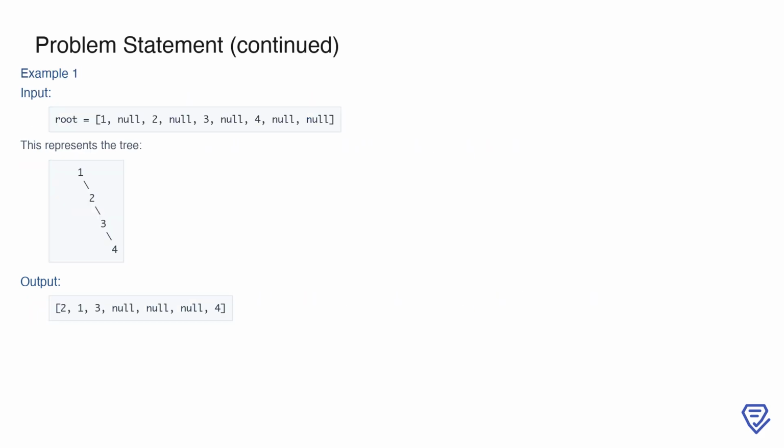Let's look at the first example. The input tree is represented as root = [1, null, 2, null, 3, null, 4], which translates to a degenerate or skewed binary search tree. In this tree, all nodes form a straight line, with each node having only a right child. Visually, the tree looks like this. The root node is 1, which points to 2, then 2 points to 3, and finally, 3 points to 4. The output for this input is [2, 1, 3, null, null, null, 4], which represents a more balanced tree.